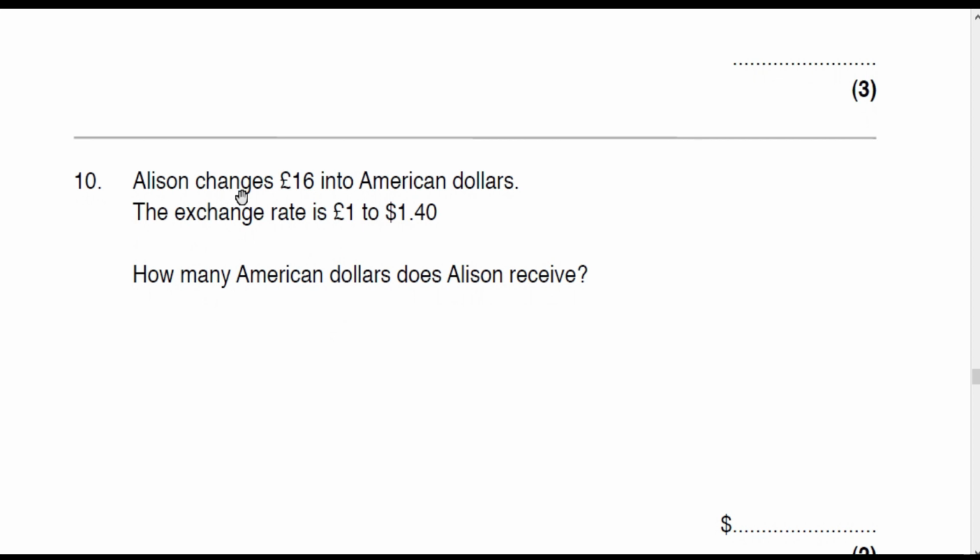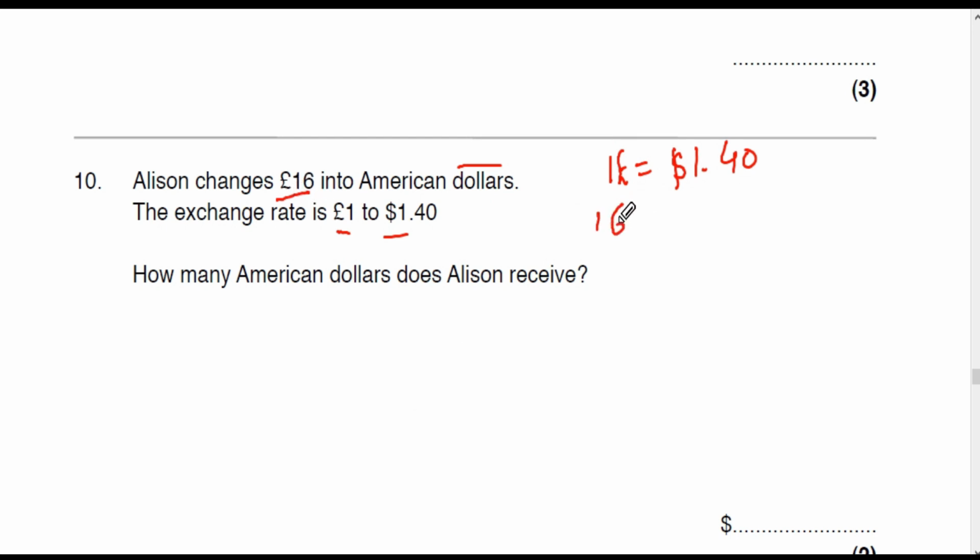Okay, Allison changes 16 pounds. He has 16 pounds and he wants to convert it into dollars, right? So obviously when you need to convert your money, you need the $1 rate. So 1 pound equals to $1.40, right? Okay.